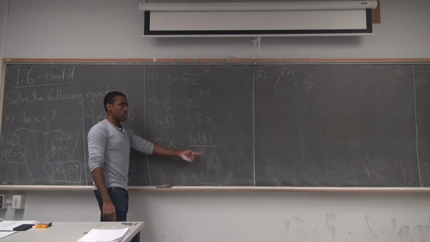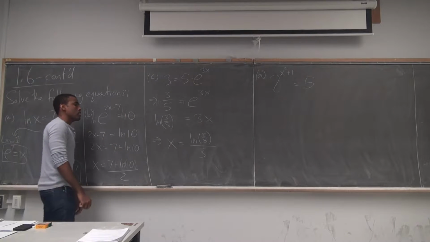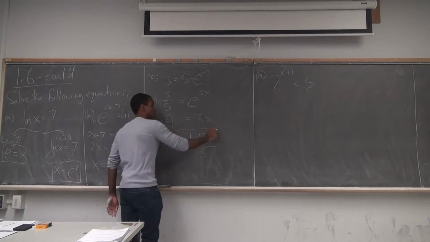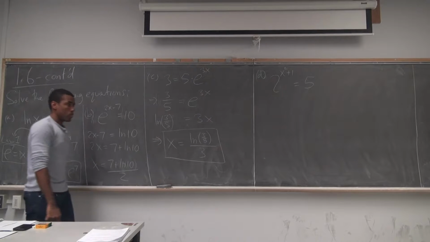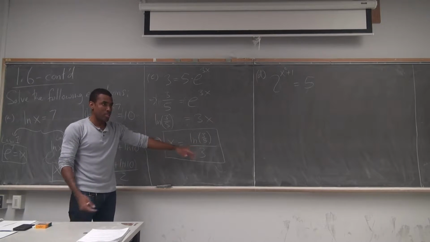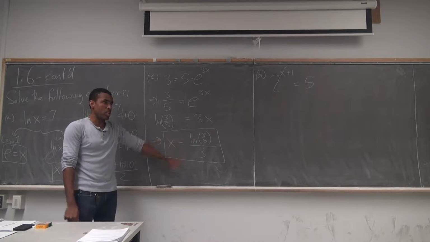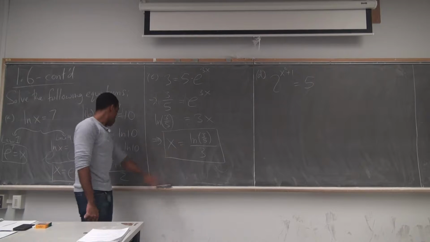Again, this 3 cannot divide into that, so resist the temptation. You can't go inside the ln. That would be your answer. Now, of course, if you plug this into your calculator, you'll actually get an answer, but calculators aren't allowed in tests or quizzes in this class, so that's how you leave your answer, with ln or e's in the answer.